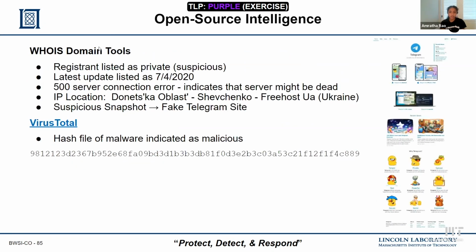Next slide. Our Whois analysis showed that the registrant was registered as private, which only furthered our suspicions on the file being malicious. The snapshot of the website showed that the website posed as a fake Telegram website, and the IP address revealed that the location was from Ukraine. We also ran the file through VirusTotal, which confirmed that the hash file of the malware was malicious.